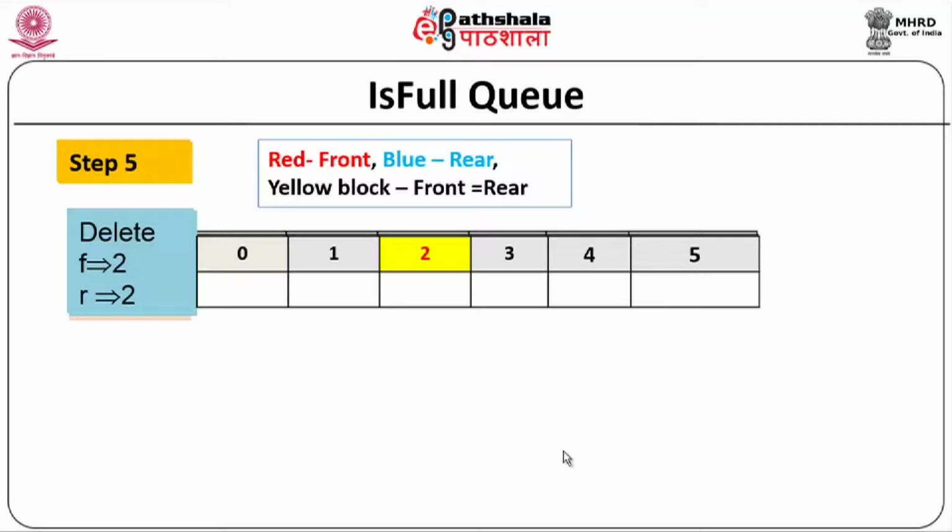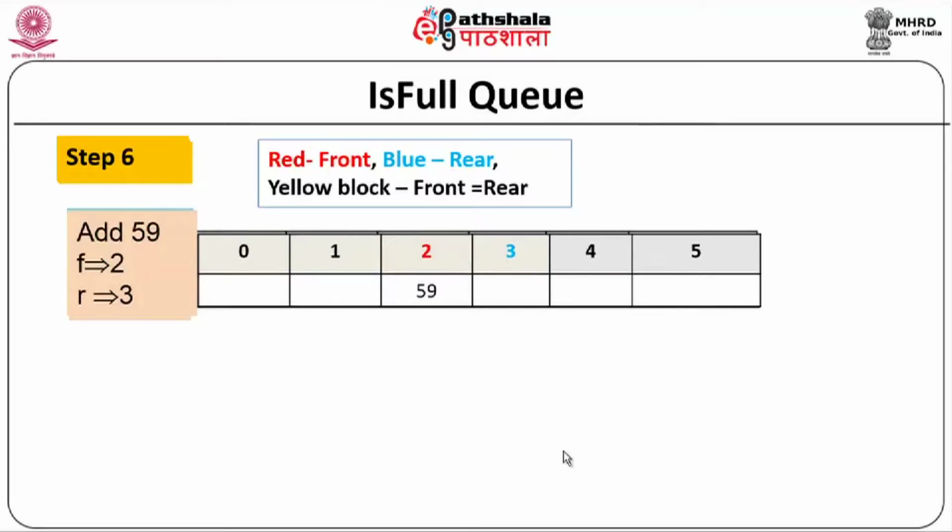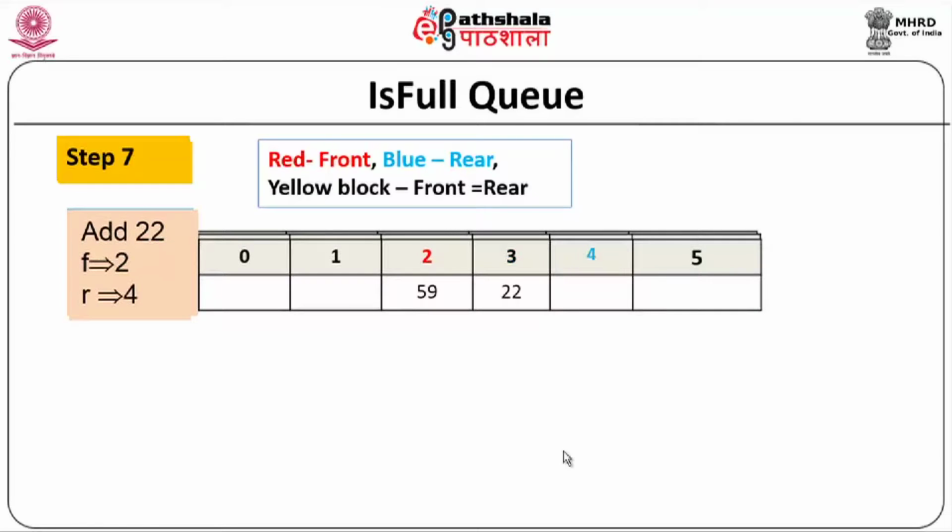So, as of now we have not got a signal full condition. Now, I add 59. So, when I add 59, what happens? Any addition, rear is incremented, any deletion, front is incremented, that is our policy. So, now front is 2 and rear is 3 because of the increment. Then again I do an increment. So, now what happens? Rear points to 4 and front points to 2.